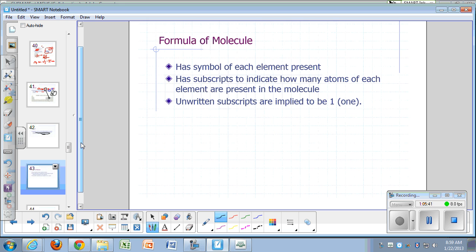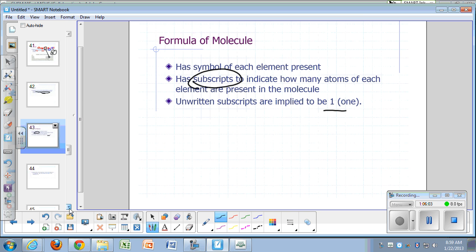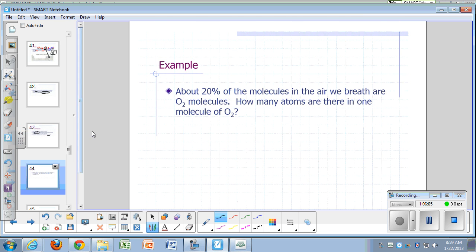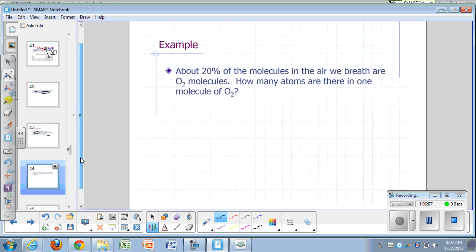We can specify what's called the formula of a molecule by just writing the symbol for each element present, for each atom that's present in the molecule. And you use subscripts to indicate how many atoms of each kind are present in the molecule. If you don't write the subscript, that is implied to be a subscript of 1.